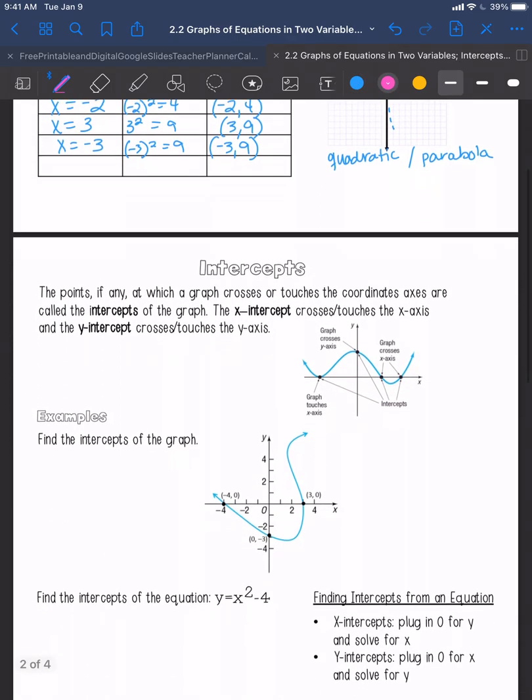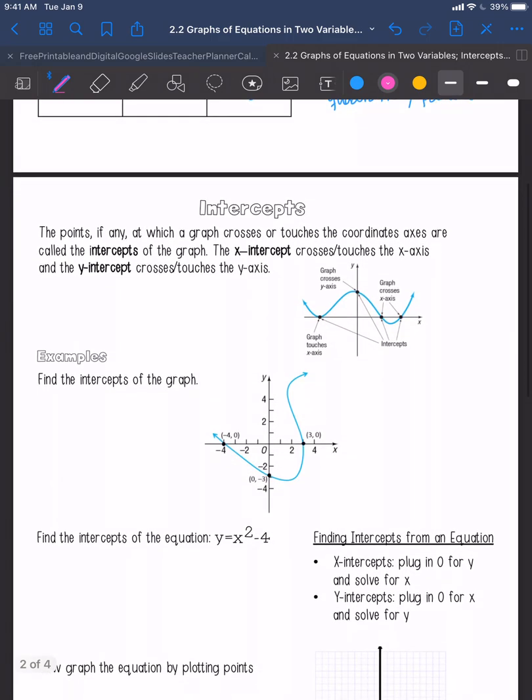All right, so let's look at intercepts next. The points, if any, at which a graph crosses or touches the coordinate axis are called the intercepts. So the x-intercepts cross or touch the x-axis, and the y-intercepts will cross or touch the y-axis, as shown there in that picture. So it does not have to cross all the way through. It can just touch it and turn back the direction that it was going.